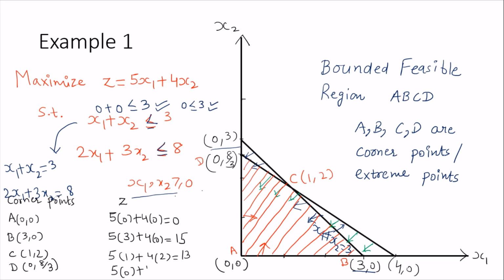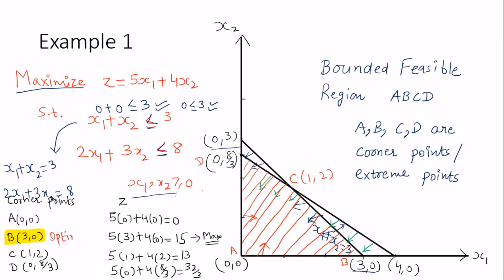So A is giving me 0, B is giving me 15, C is giving me 13, D is giving me 32 by 3, and out of all of these, 15 is the maximum. And why have I marked the maximum? Because you look at the sense of optimization of your given question, it is maximize. So I have selected my optimal solution. So clearly this B (3, 0) is the optimal solution.